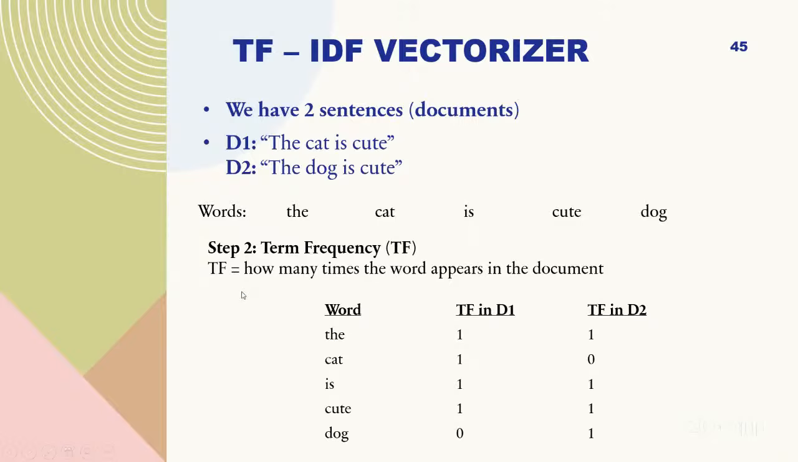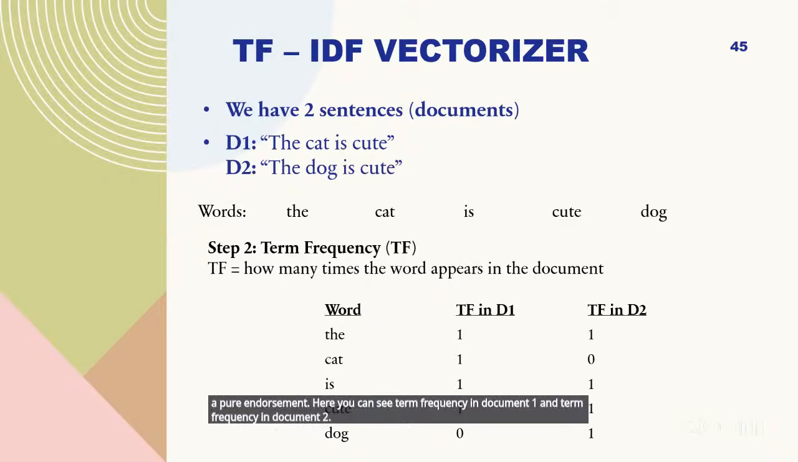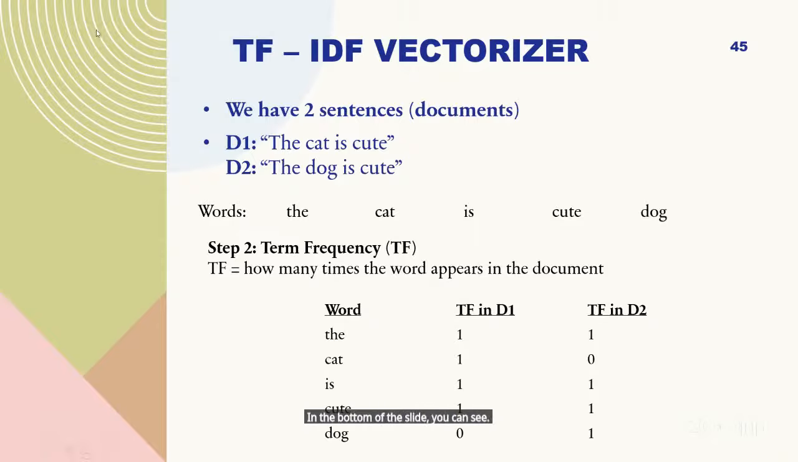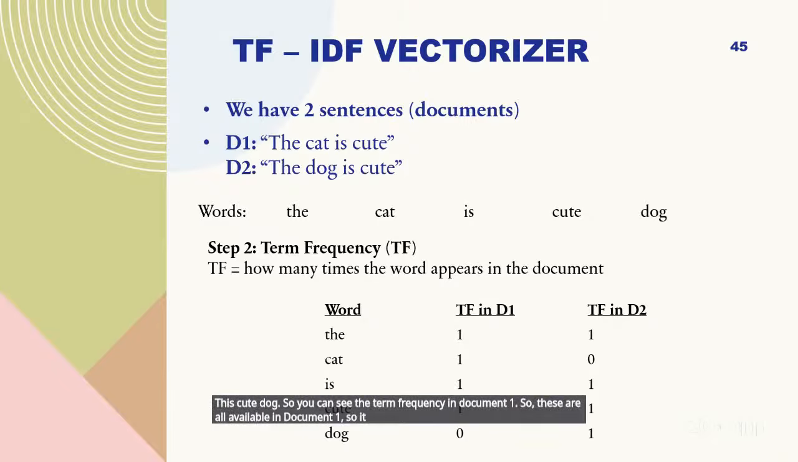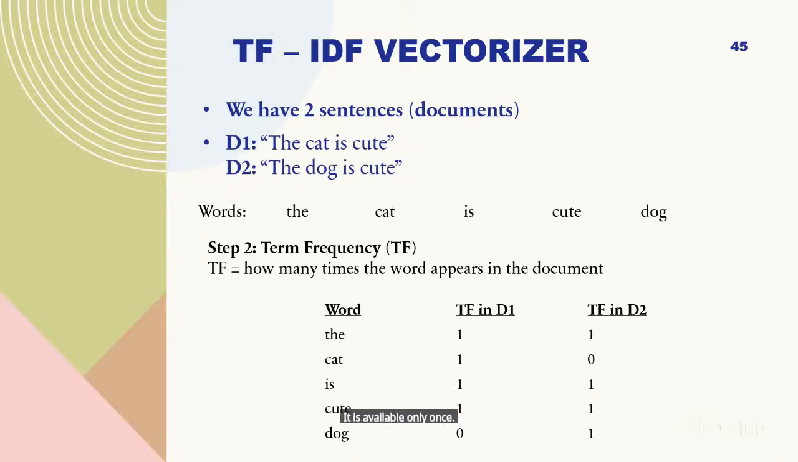And we have a term frequency here. So how many times has it appeared in the document? Here you can see term frequency in document 1 and term frequency in document 2. It has been tabulated at the bottom of the slide. So the words totally are the, cat, is, cute, dog. You can see the term frequency in document 1. These are all available in document 1, so each is given 1. It is available only once. And these are all available in document 2 only once. So it is given 1, and if it is not available, it is marked as 0. So this is the term frequency we have in the documents.